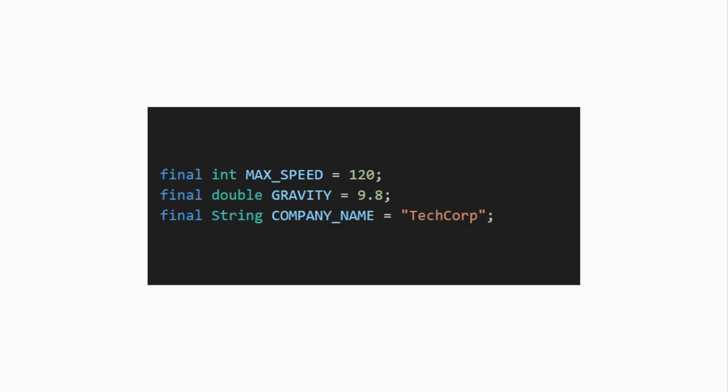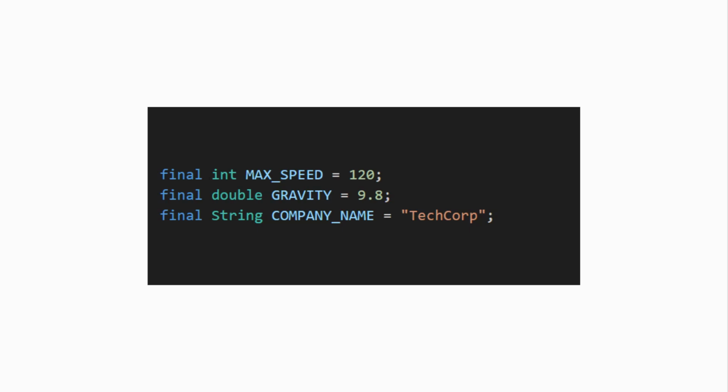Java also has constants, which are variables whose values cannot change once they're set. We create constants by using the final keyword, which ensures that the value stays the same throughout the program. By convention, we write constants in uppercase letters to make them easy to identify in the code. Constants are especially useful when you want to give meaningful names to fixed values, ensuring they're consistent and readable throughout your program.